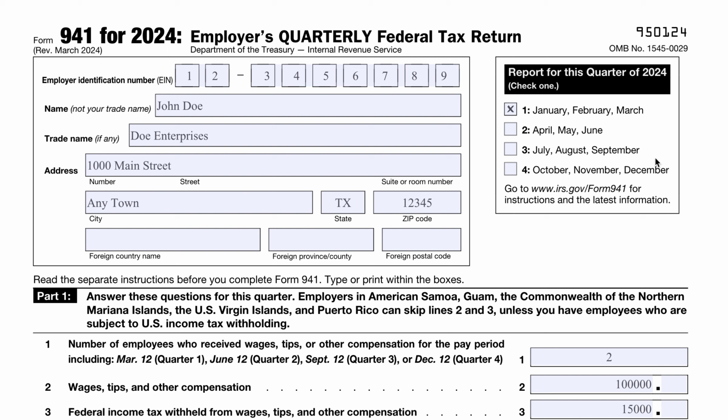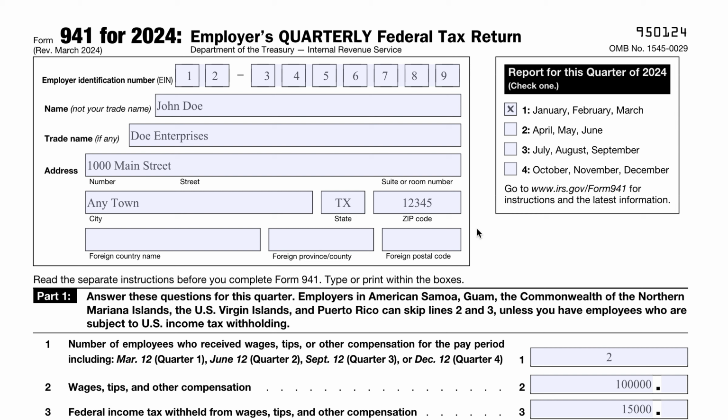Generally, your quarterly federal tax return should be due to the IRS by the end of the following month. In this case, January, February, March reporting would be due at the end of April. The second quarter would be due at the end of July, so on and so forth. That's how that would work.